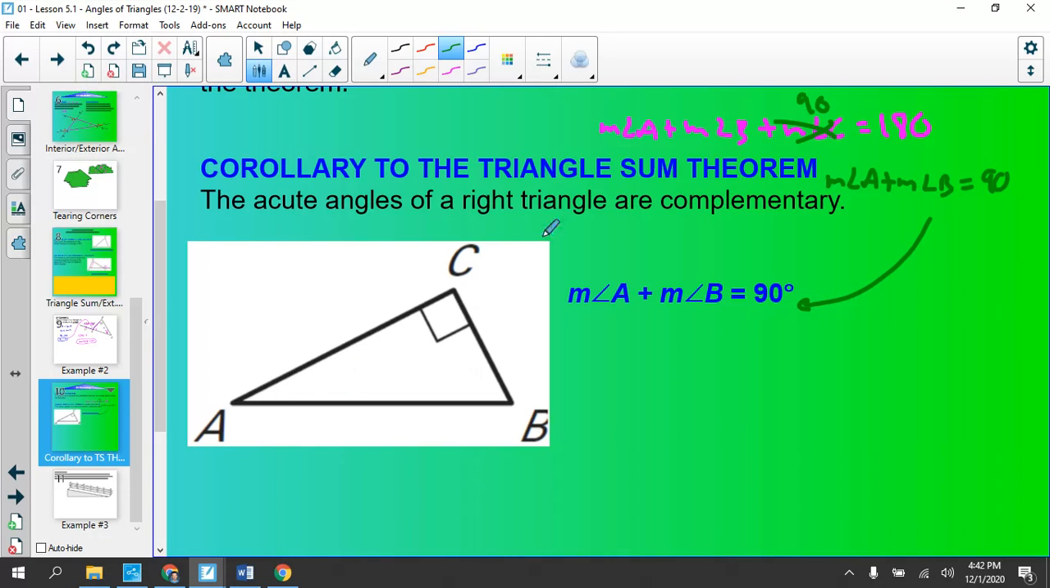So in a right triangle, the big takeaway is that we know one of the angle measures is 90 degrees. The other two, without knowing anything else, have to add up to 90. A plus B has to equal 90, because I already have a 90 accounted for right here.